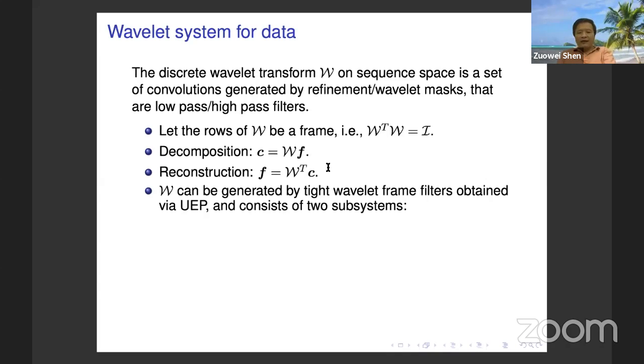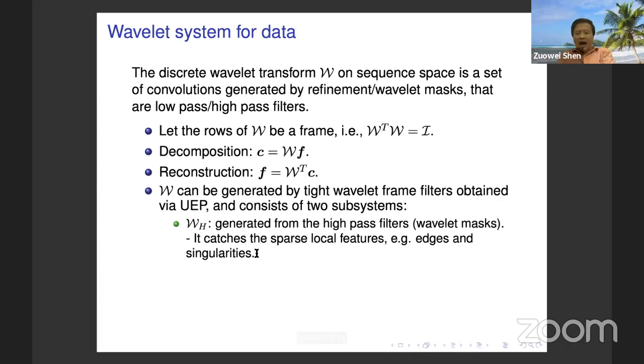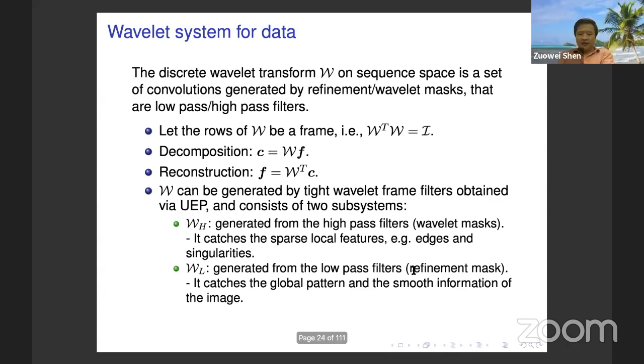Also, as I said, you can consider your system W as your tight frame system. You have two components. The rows generated by the high pass filters, the wavelet masks, catch the local features, especially singularities and edges of the image. And your low pass filter takes the average. You catch the global pattern and also the smooth part of the image. The global pattern, in most cases, is more or less like the local information in the frequency domain.